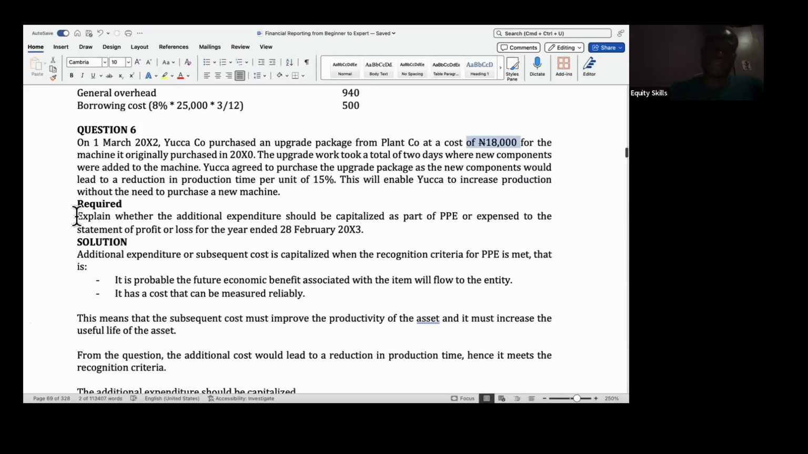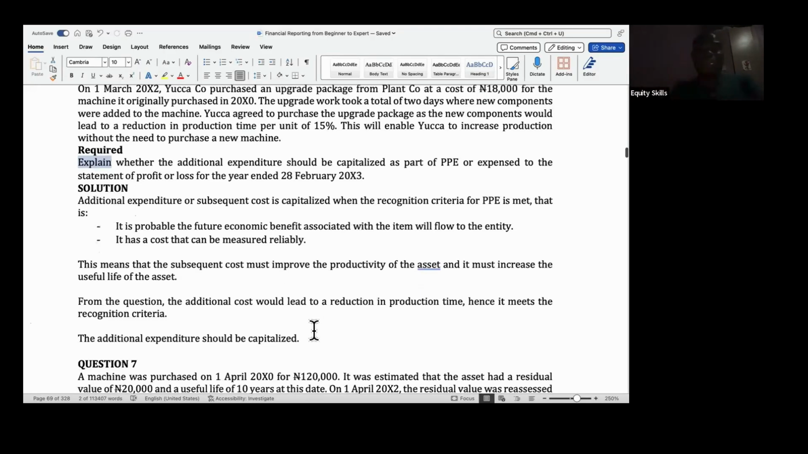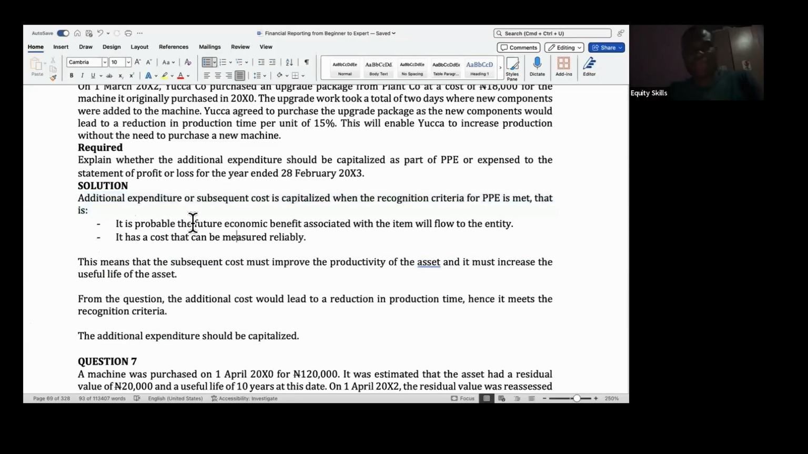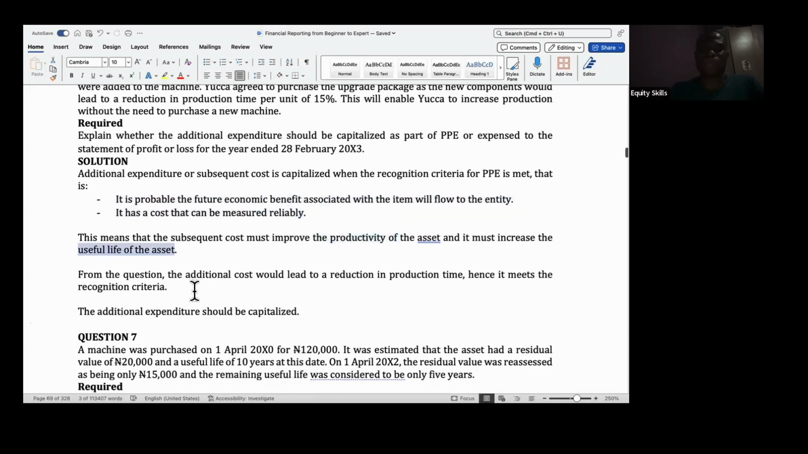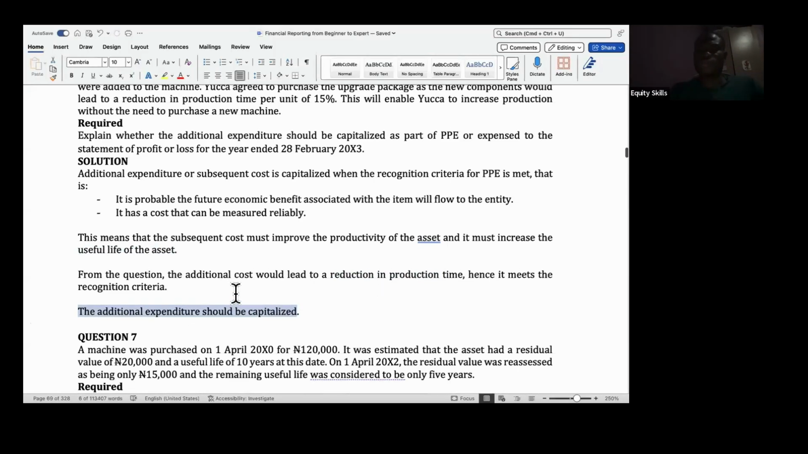Now, note, this question asks us to explain. And your explanation is just how I've explained to you. They didn't ask you to calculate anything. It's just explain. And look at the way I did my explanation. I give them the recognition criteria and I explain further that this means that the subsequent cost must improve the productivity. It must increase the useful life. And I said from the question, the additional cost will lead to a reduction in production time, hence it meets the recognition criteria. So it should be capitalized. Very reasonable question.